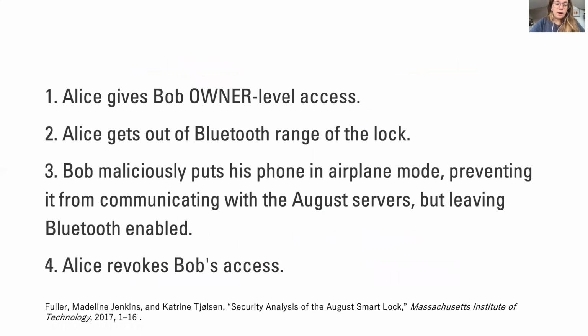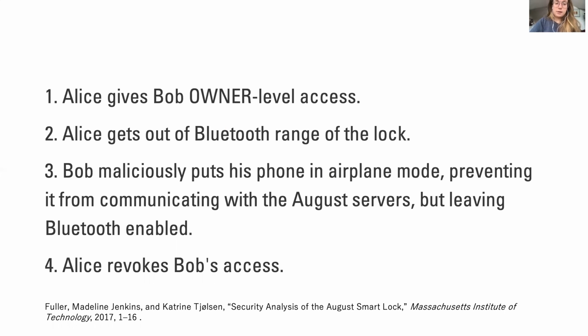And one of the security papers which I reviewed looks at the following threat scenario. So Alice and Bob, who are presumably cohabitating and also presumably in a relationship. And Alice gives Bob owner level access. So they are now both owners. Alice gets out of Bluetooth range of the lock. At this point, Bob presumably becomes a malicious actor. So I think we can assume they break up. Because Bob maliciously puts his phone in airplane mode, preventing it from communicating with the August servers, but leaving Bluetooth enabled.